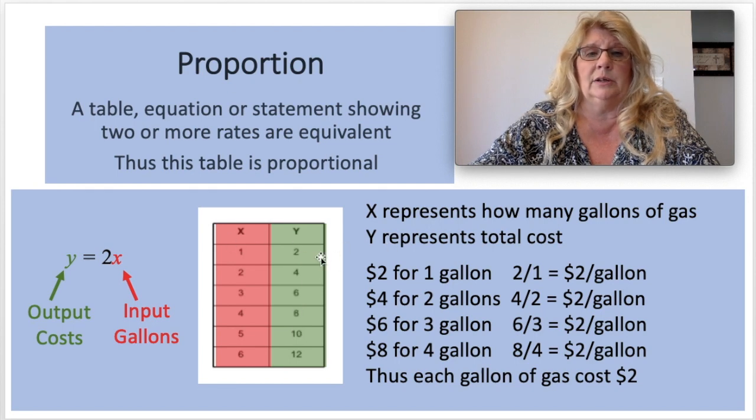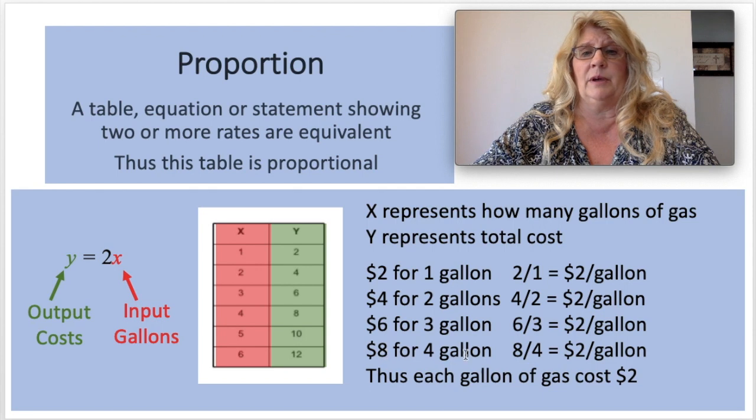So I'm looking. If it's $2 for 1 gallon, that's $2 per gallon. If it's $4 for 2 gallons, 4 divided by 2 is $2 per gallon. 6 and 3, $6 divided by 3 is $2 per gallon. 8 and 4, $8 divided by 4 is $2 per gallon. Thus, each gallon of gas costs $2.